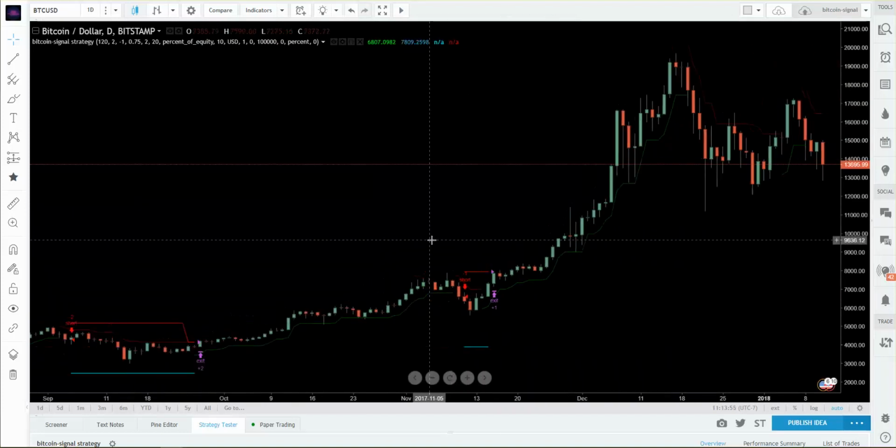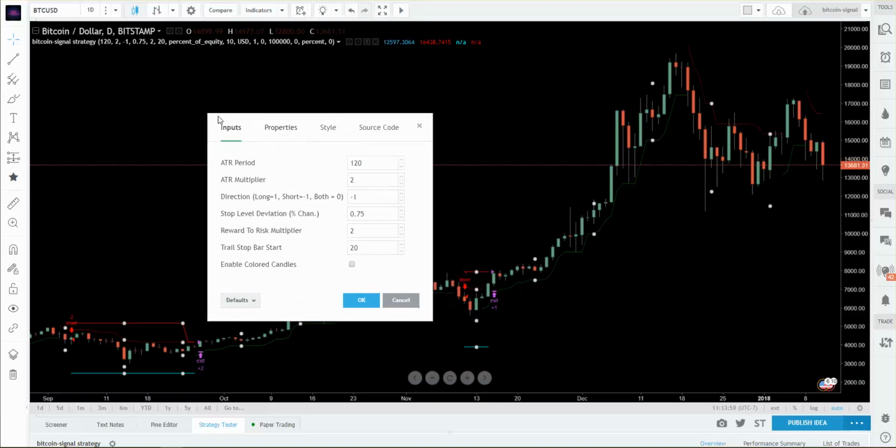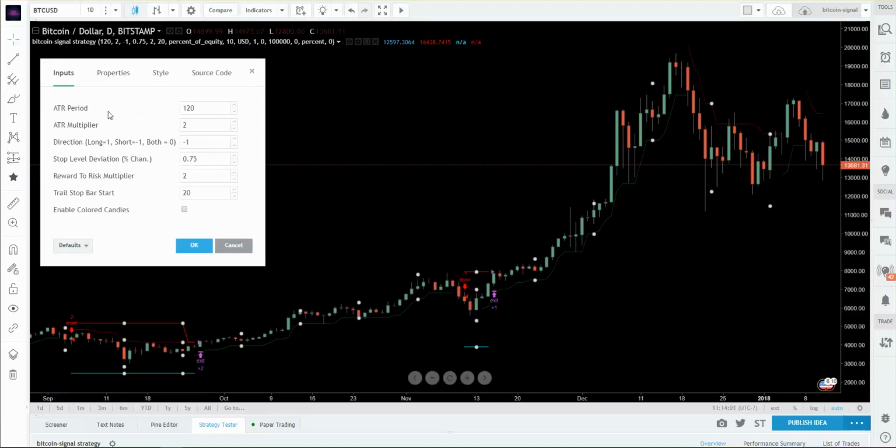Let me go through the inputs here. This ATR period is currently defaulted to 120. What that does is it controls the length of these trends. The higher that number, the longer these trends are. The lower the number, the shorter these trends are, because it's going to be a lot more sensitive.